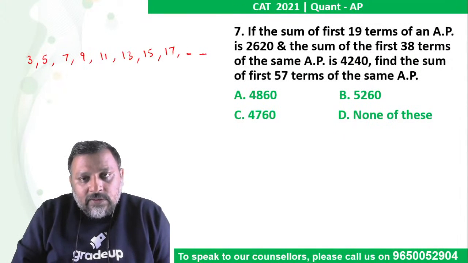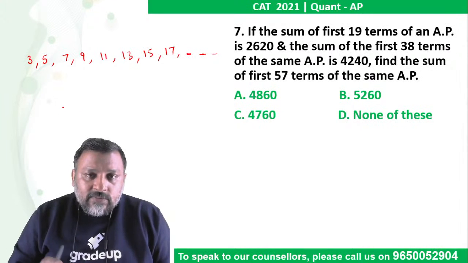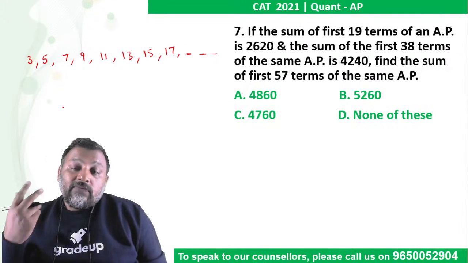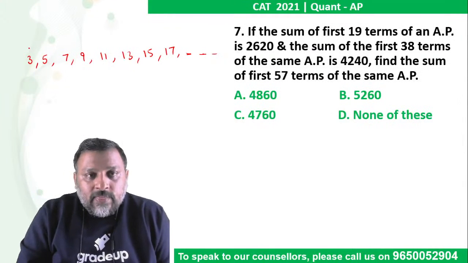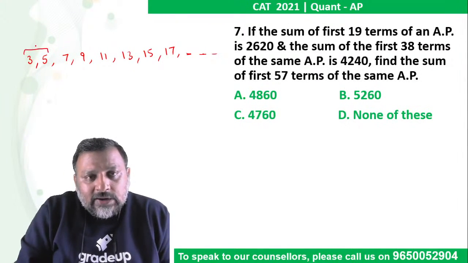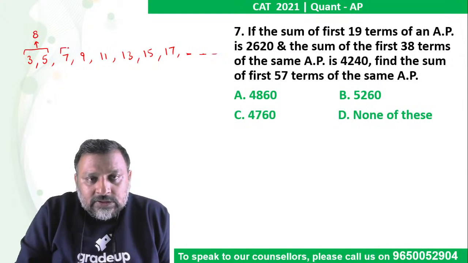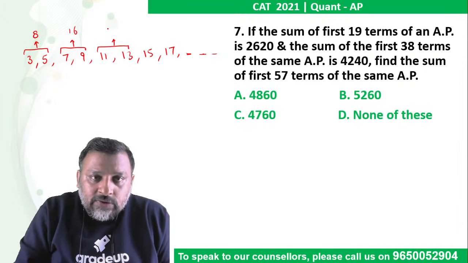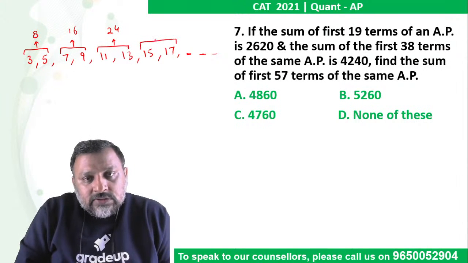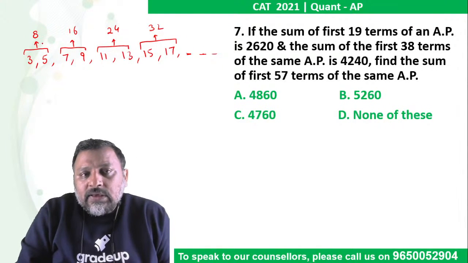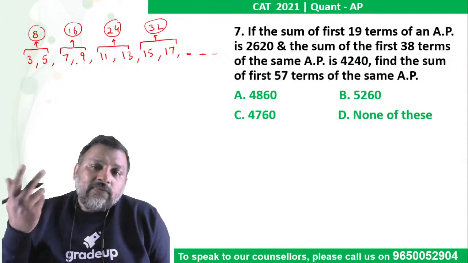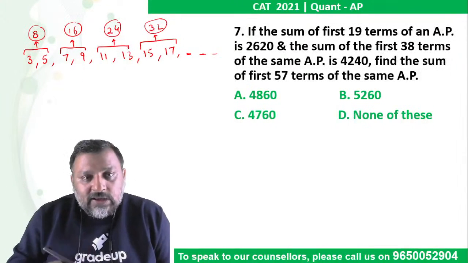If it is a AP, okay, if I am taking one term at a time, then it will remain an AP even if I take two terms at a time or three terms at a time or five terms at a time. आप दो दो टर्म्स देखते जाओ, ऐड कर दो, ये कितना है 8. दिस इज हाउ मच 16. दिस इज हाउ मच 24. दिस इज हाउ मच 32. सो कैन वी से दिस इज स्टिल एन AP. ये भी एक AP है. 8, 16, 24, 32. So even if I add two terms at a time, it will remain an AP.